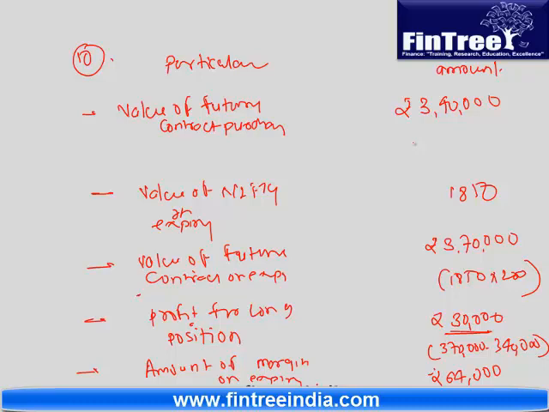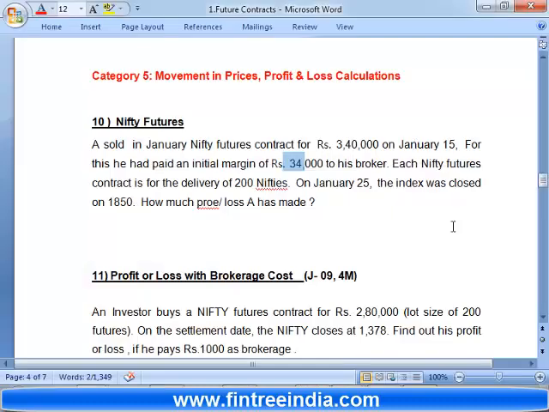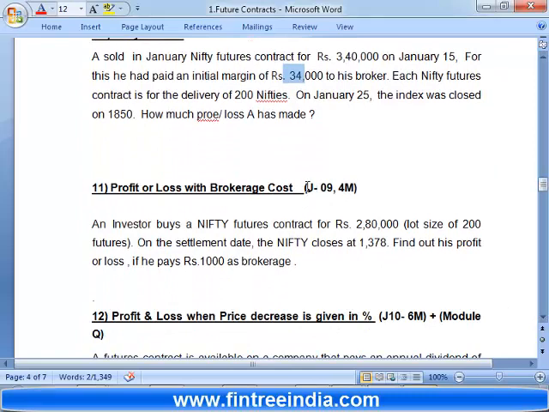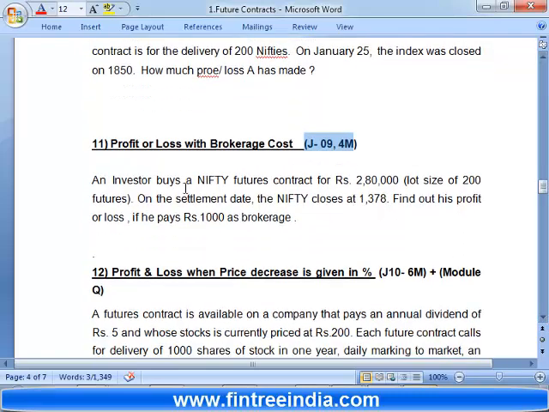Can we do one more? Good. Question number 11. This is your June 09 question. 4 marks, very simple. An investor buys a Nifty future for 2,80,000. Lot size 200. On the settlement date, Nifty is 1,378. Find out the profit or loss if he pays 1,000 as brokerage.